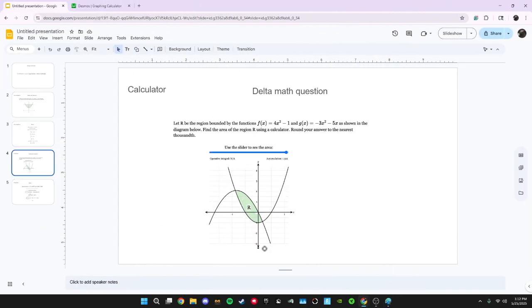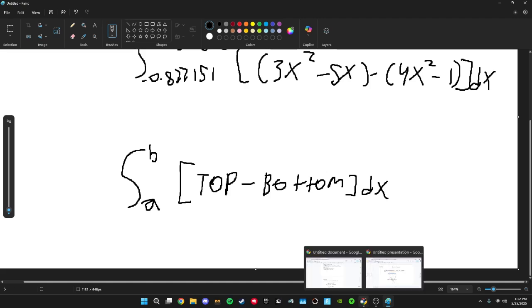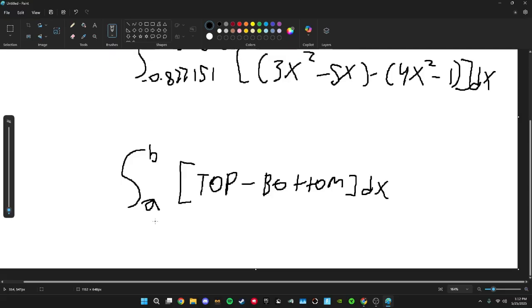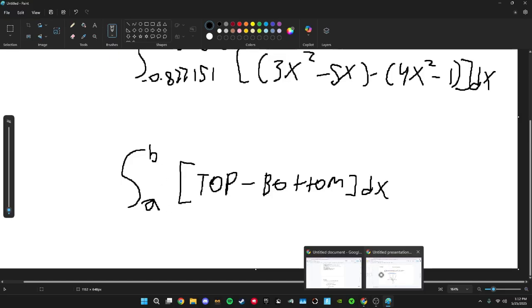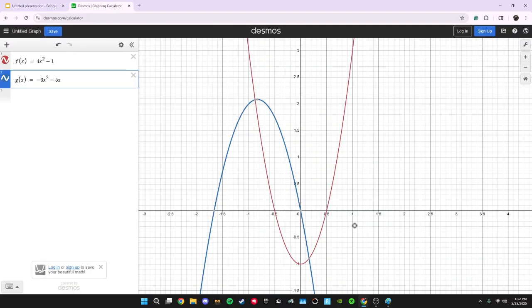For our second question, we are also solving for the area between the curves, which is a calculator question this time, and we're using the same equation that we did last time. F of x is 4x squared minus 1, and g of x is negative 3x squared minus 5x. Remember, we are looking for a and b on our integral and the top and bottom function. We can plug these two right into Desmos, which gives us this. G of x is our blue function, and f of x is our red function.